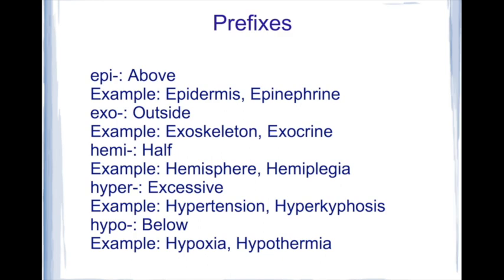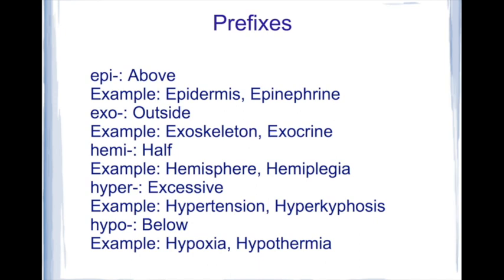So if somebody has hypothermia, the body temperature is too low. It drops below a safe level. So usually it's below about 95 degrees. Once you hit that point, then you start showing the effects of hypothermia.